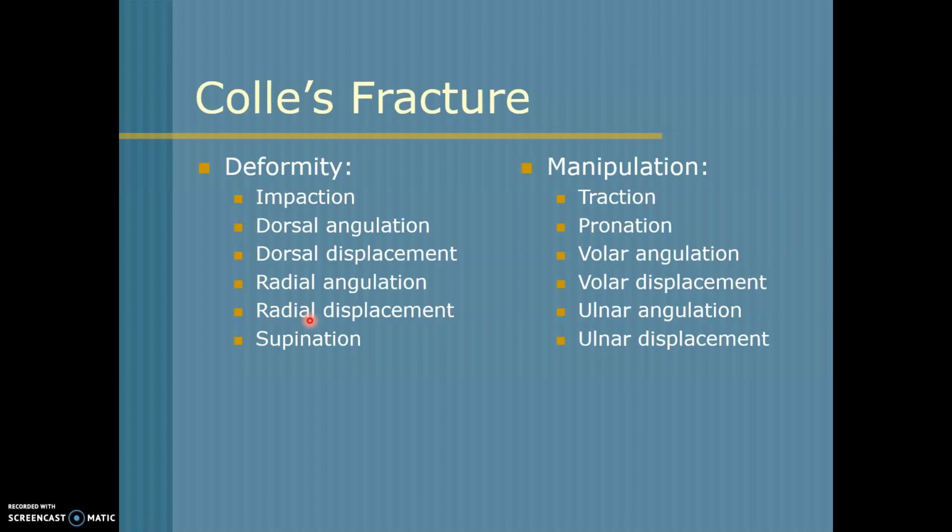So as we discussed, the deformity includes impaction, dorsal angulation, dorsal displacement, radial angulation, radial displacement, and the degree of supination, and therefore the manipulation involves the reverse. So we apply traction to disimpact, then we pronate and angulate the wrist in a volar direction with some ulnar deviation.